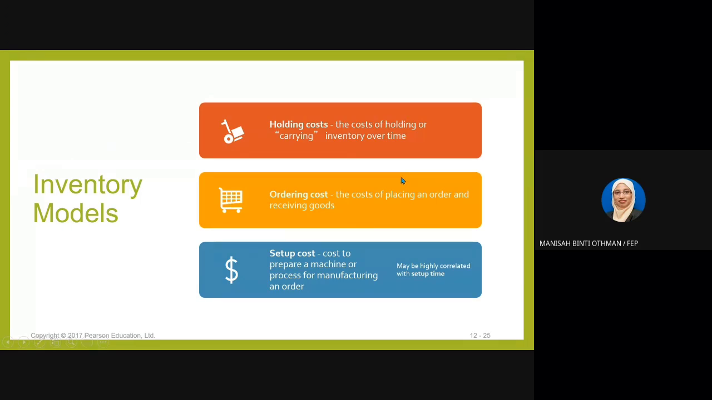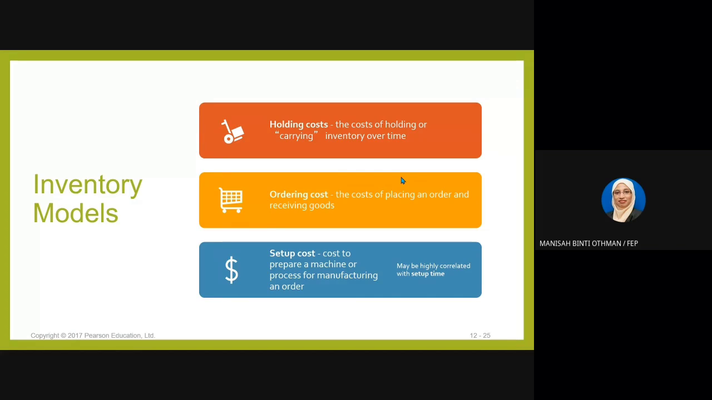First is holding cost. Holding cost is the cost for the company to hold or carry that inventory, whether you keep it in your company or deliver it. During the carrying, all that cost we call a holding cost. Holding cost is normally per unit. So if you increase the quantity that you want to hold, the holding cost will increase together with the number of units.